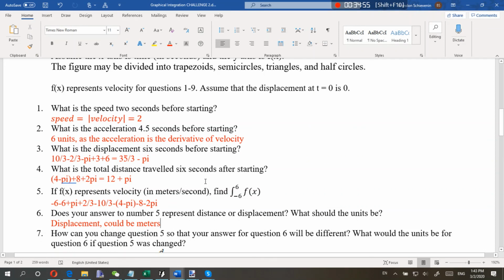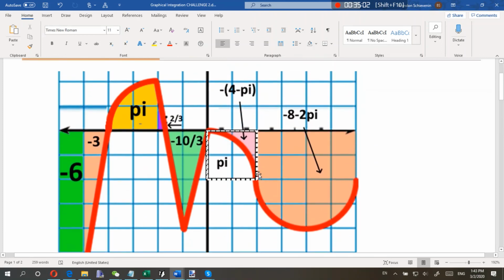Okay, so question 5 says, if this function represents velocity, find the integral from negative 6 to 6. Okay, so if this is velocity, and I want to integrate from -6 to 6, I'm going to add all of these areas together to get my answer, all the way from the left to the right. So that would be -6 plus -3 plus pi plus 2/3 plus -10/3 plus -4 minus pi plus -8 minus 2 pi.